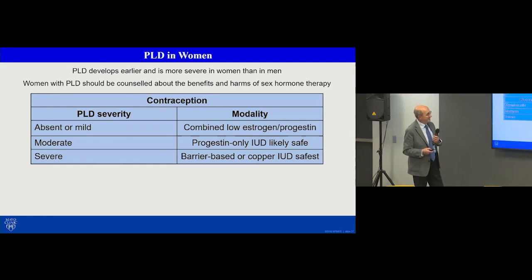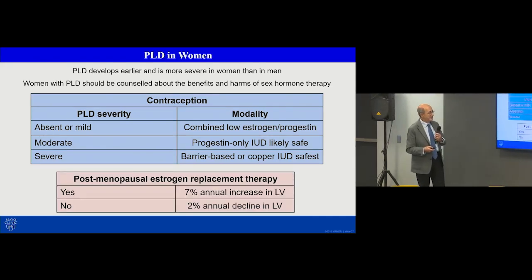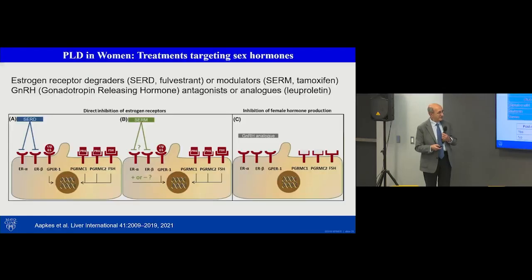If it's severe, then probably no estrogen or progesterone-derived molecule is safe. So when the disease is severe, barrier-based or copper IUDs are probably the safest. Now, in terms of postmenopausal estrogen replacement, a study from the University of Colorado some time ago showed that in patients with polycystic liver disease who had estrogen replacement therapy, the polycystic livers continued to grow, whereas in those without replacement therapy, the livers didn't grow or got smaller.